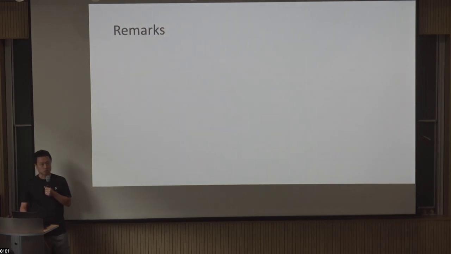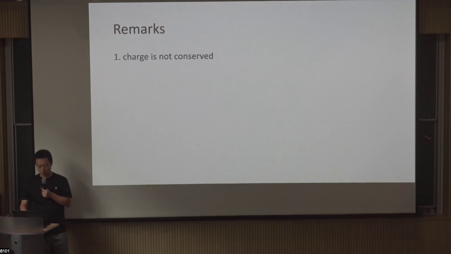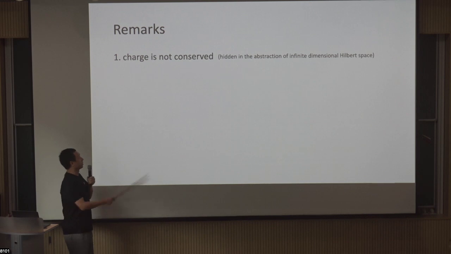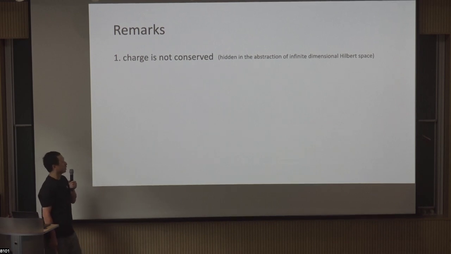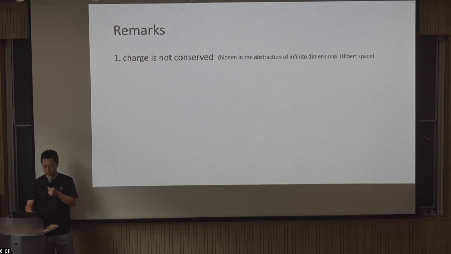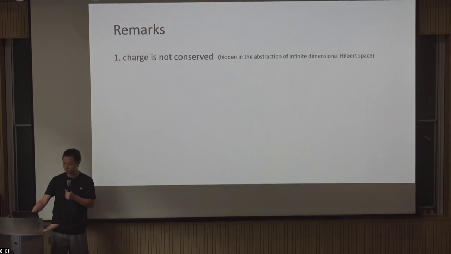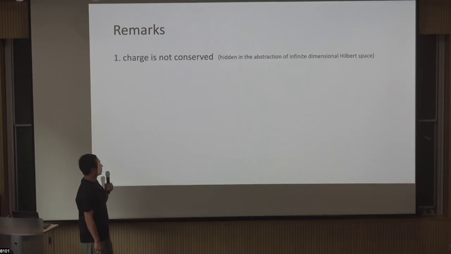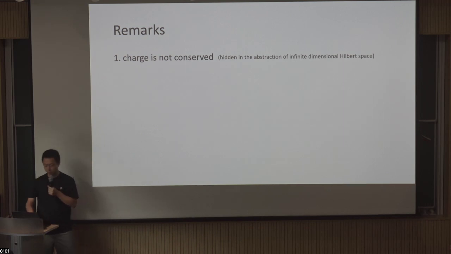Okay, great. Let's put some remarks here. From the edge perspective, we found that the charge is not conserved. Let's go back to the textbook. That's consistent with the textbook definition: a classical symmetry got broken upon quantization. Well, in some sense, it's kind of not satisfying because we are just hiding the charge in the abstraction of infinite dimensional hyperspace. I'm not a big fan of the infinite dimensional hyperspace. I want something more concrete.